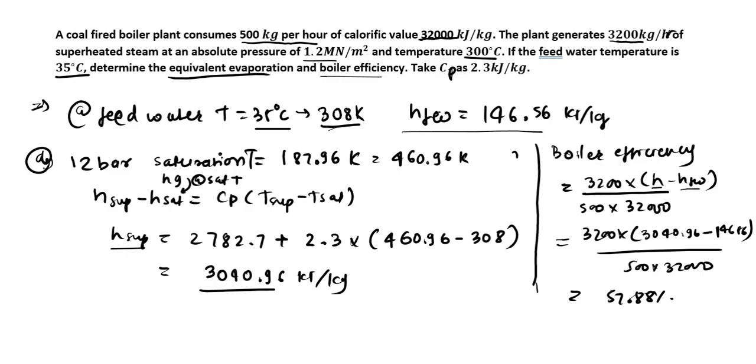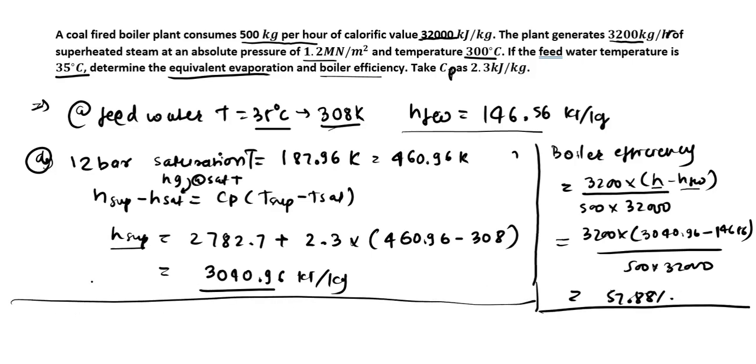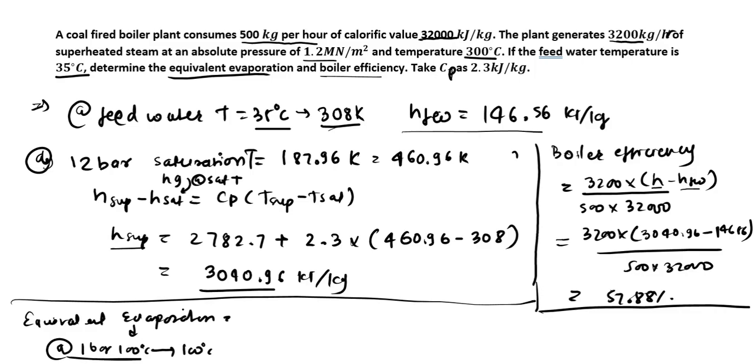Yeah. So next thing we have is equivalent evaporation. So let us see how we can calculate that. So what is equivalent evaporation? Basically, it is how much steam your boiler can make if it is working at an ideal condition. So at 1 bar, if 100 degree Celsius water is converted into 100 degree Celsius steam, how much mass of steam can you get if it is working at this ideal condition? So that is what equivalent evaporation is.